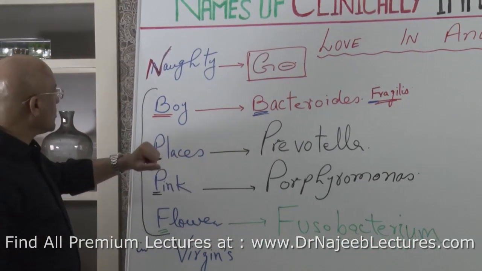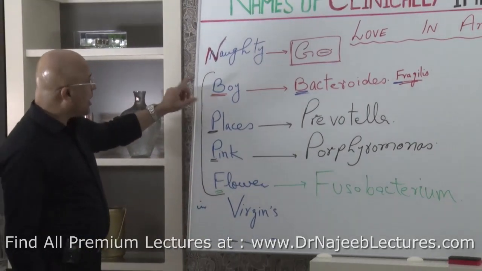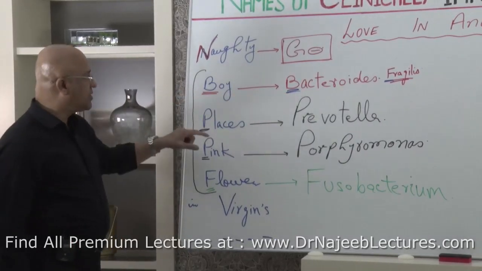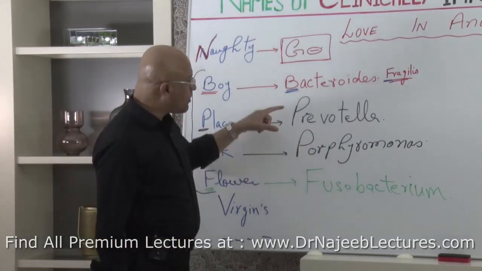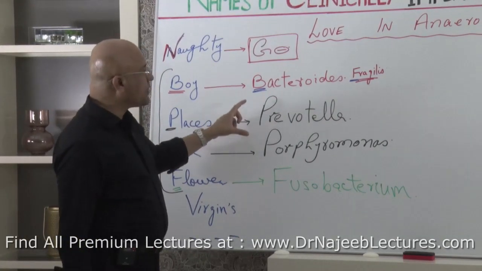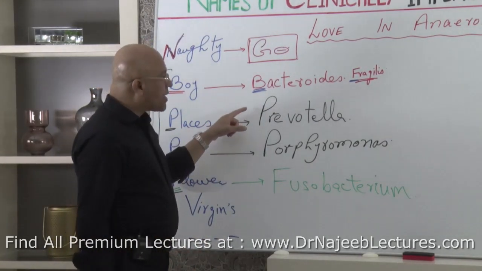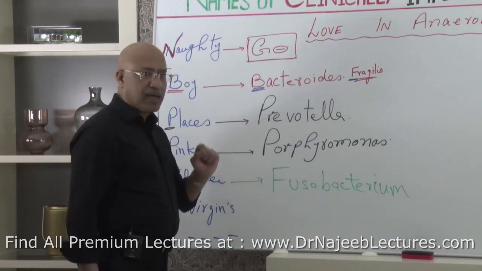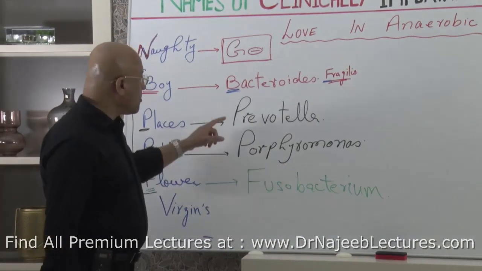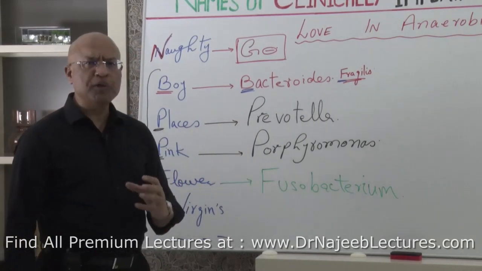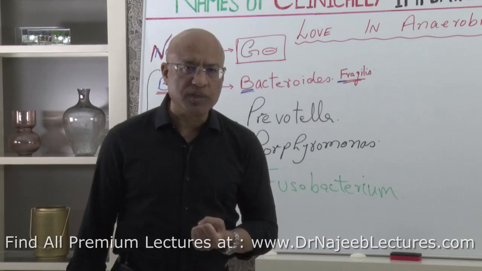Now let's move on further. So we were saying naughty boy places pink flower in virgins, suppose here. Now boy stands for Bacteroides fragilis. The first piece stands for Prevotella and the second piece stands for Porphyromonas. For a specific reason, I write Prevotella and Porphyromonas in black color, because pigmented Prevotella and pigmented Porphyromonas are more pathogenic and more commonly produce diseases. When they produce colonies, they make dark or black pigments in those colonies.